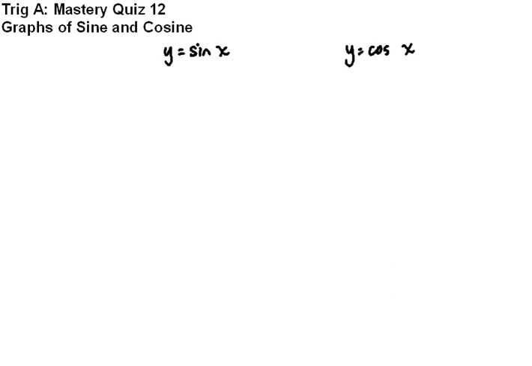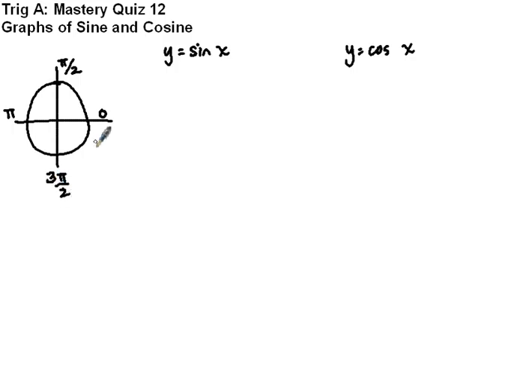Here we go. The long version of how to graph sine and cosine. To do it the long version, we're going to start with a unit circle. So here's my unit circle. And I'm going to label just the four corners. This is 0. This is pi over 2. This is pi. This is 3 pi over 2. And 0 is the same as 2 pi.